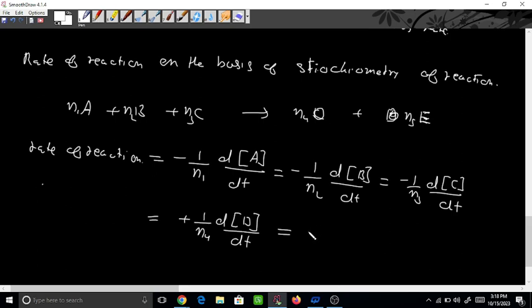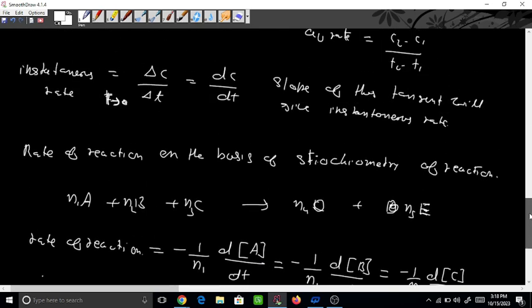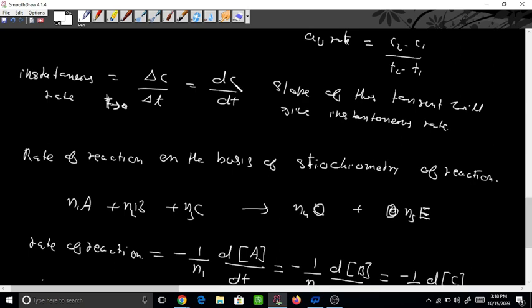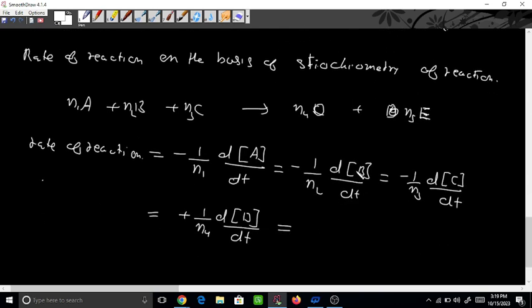So what does dA by dt mean? It is the change of concentration of A with respect to time. What I have written here is instantaneous. This is dc by dt, the change of concentration by time. So here it is the change of concentration of A, here the change of concentration of B, here the change of concentration of C, and D. So for E, I will write 1 by n5 into dE by dt.